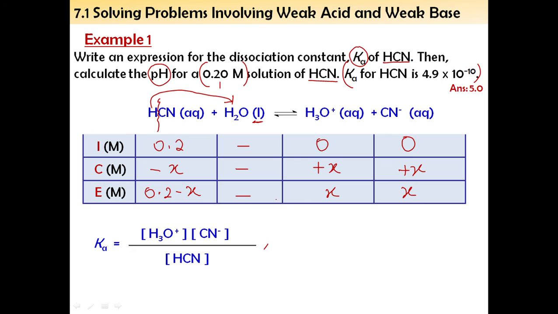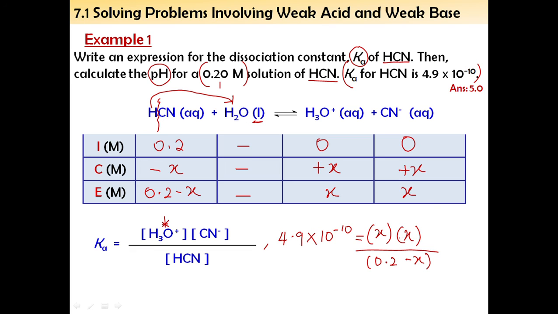Okay. Since Ka value is given, I want to substitute into the expression. So, 4.9 times 10 to the power of -10 equals to, what is the concentration for H3O plus at equilibrium? Tengok balik awak punya ice table, X. Jadi, saya pun letak X dekat sini. And CN minus is also X, divide with HCN is 0.2 minus X. Kalau kita pergi macam chapter 6 hari tu, saya akan minta awak untuk selesaikan expression ni sampai dapat kuadratik kan? Sebab dia X square.